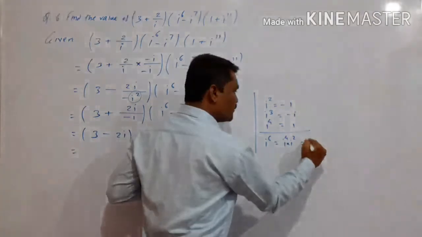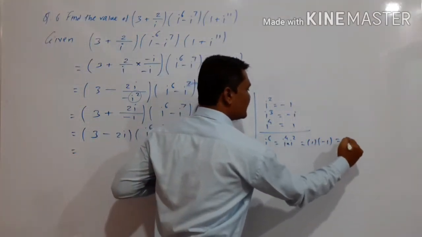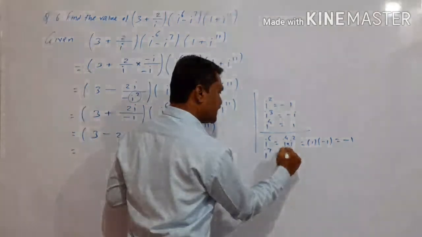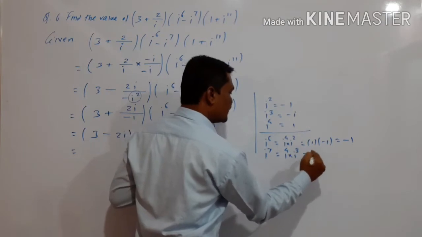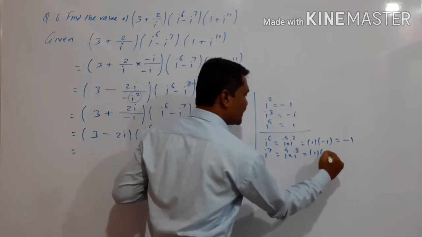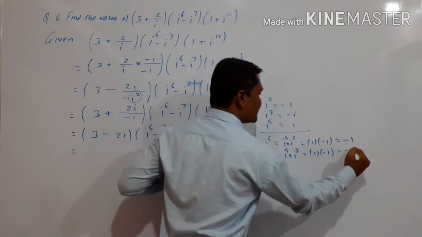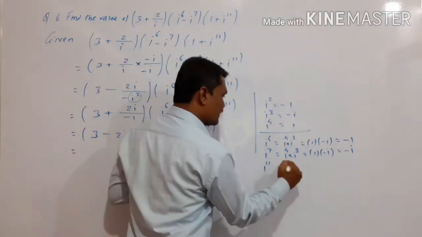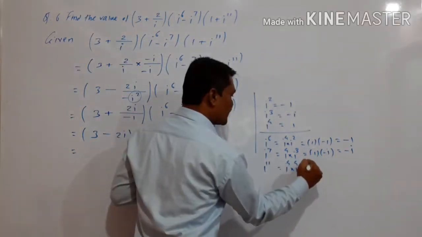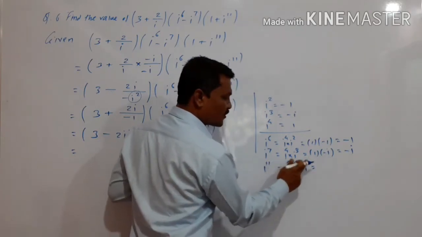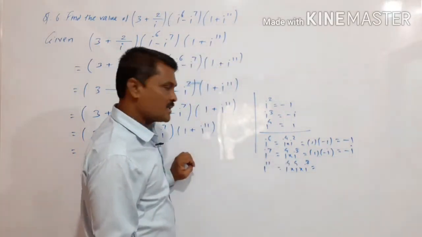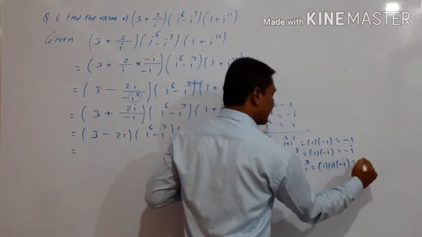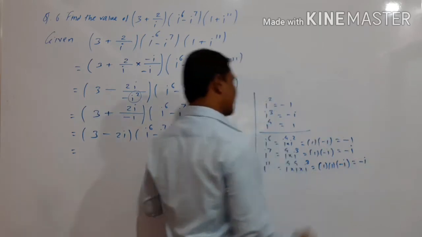I raised to 4 is 1, I square is minus 1. I raised to 7, we can write I raised to 4 into I cube. I raised to 4 is 1, I cube is minus I, that is again minus I. And also I raised to 11: I raised to 4 into I raised to 4 into I cube, 4, 4, 3, addition becomes 11. That is 1 into 1 into minus I, and that is again minus I.